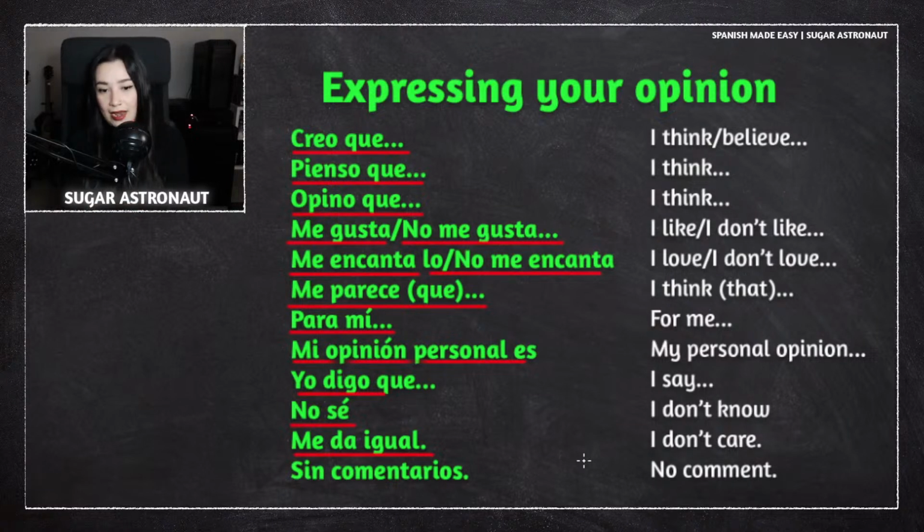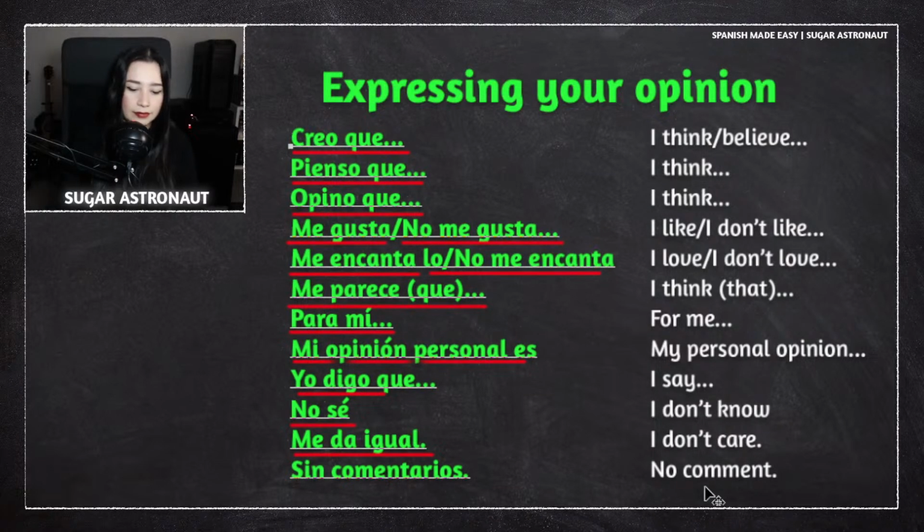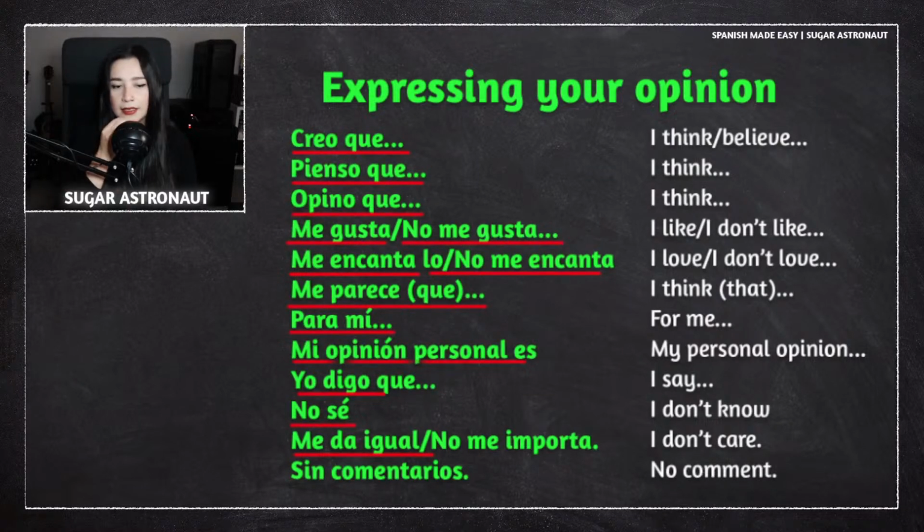Okay? Me da igual. If you say no me importa, that's the literal translation of I don't care. No me importa. That's a bit more aggressive, right? When someone is asking for your opinion and you say no me importa, that's a bit rude because you're saying I don't care. And in Spanish, that's a bit rude. But if you say me da igual, it can be rude as well, but it's like saying you can do whatever you want, but it's not as harsh as no me importa.